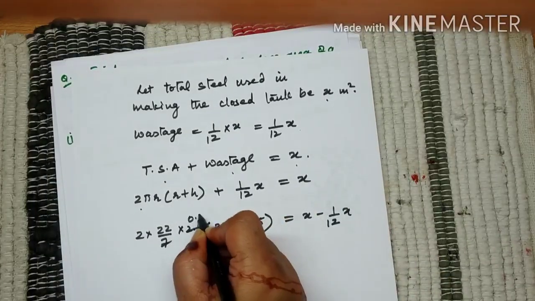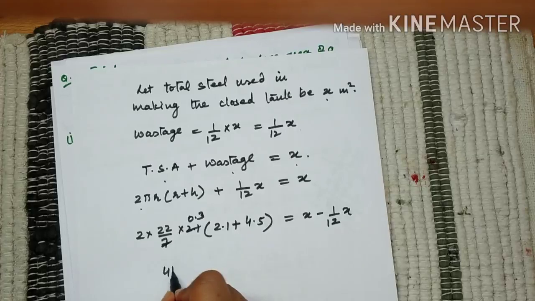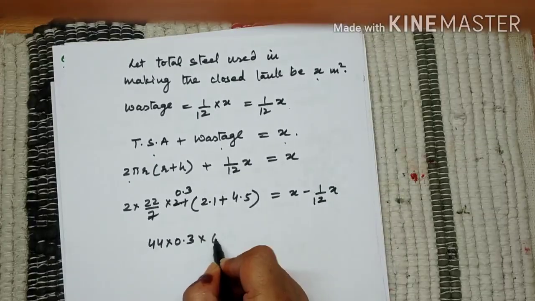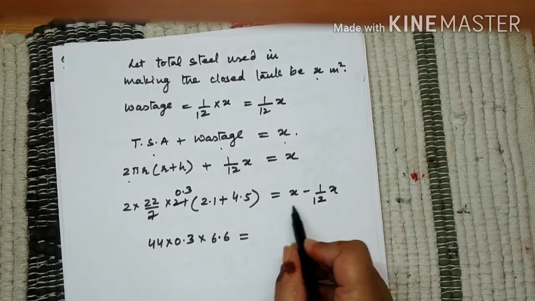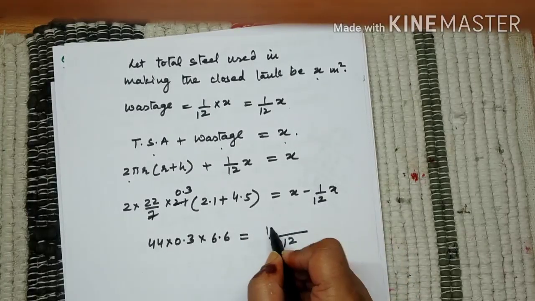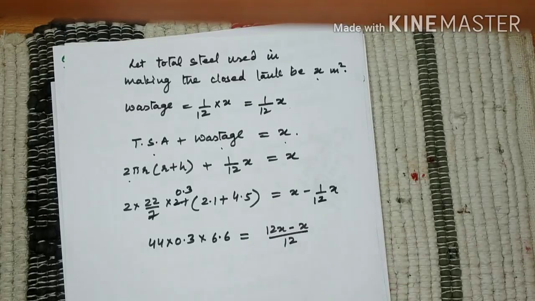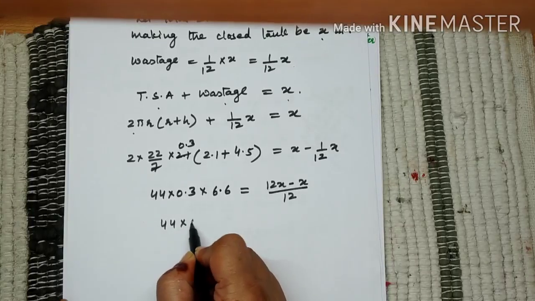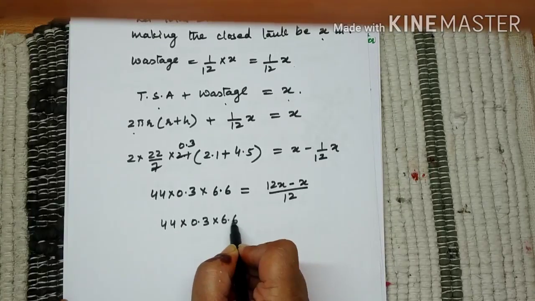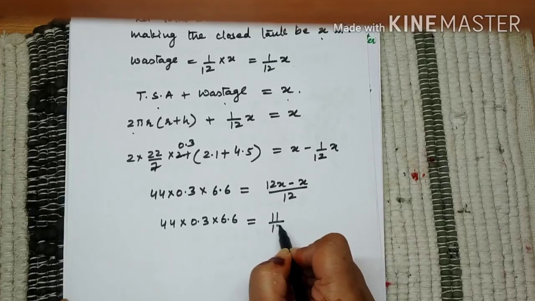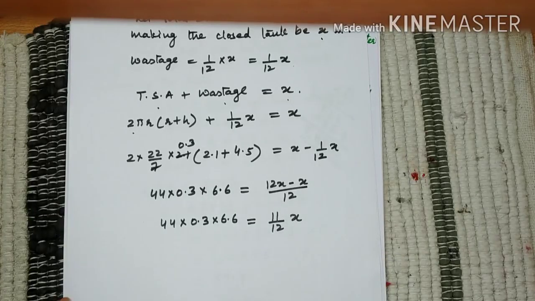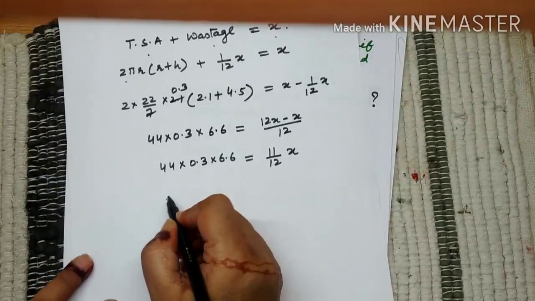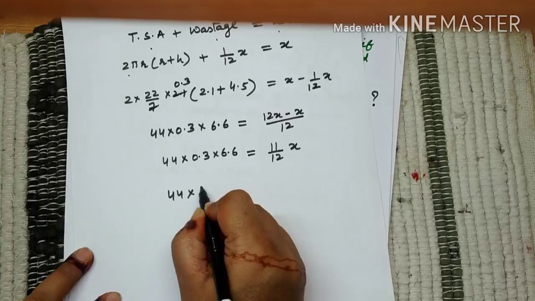7 3s are, so 0.3. 44 into 0.3 into 6.6 is equal to, let's take the LCM here, 12x minus x. So I get 44 into 0.3 into 6.6 is equal to 11/12 x. We will do the calculation together at one go. I am not multiplying here. So I get 44 into 3/10.